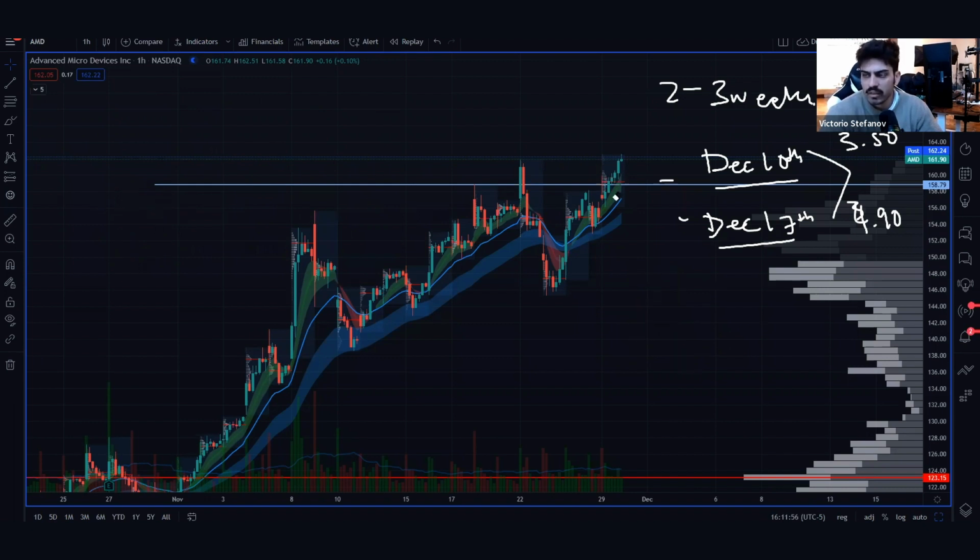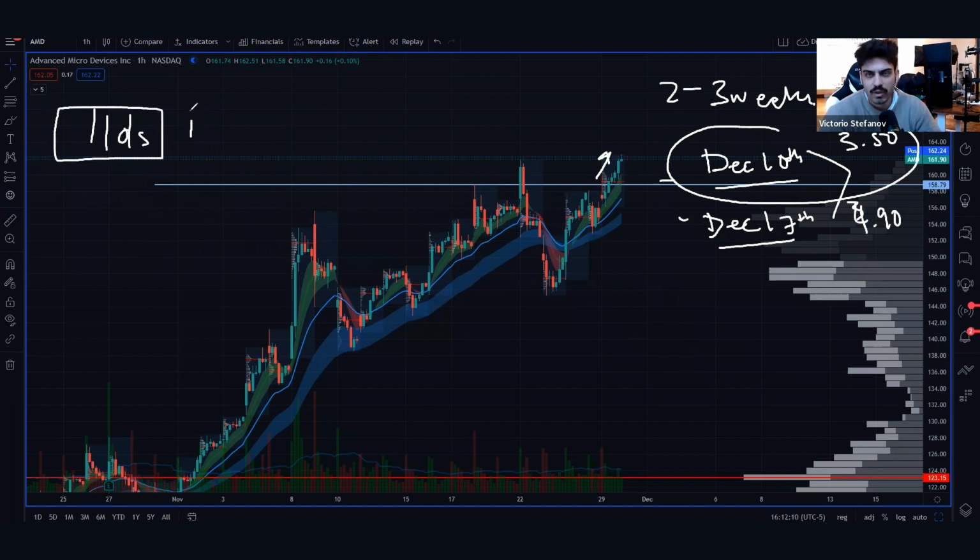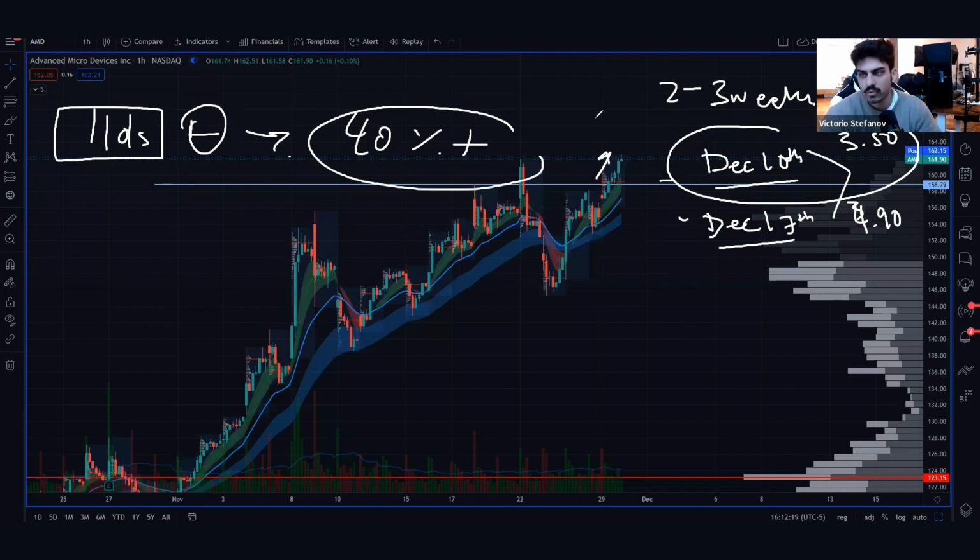With the December 10th, ideally you want to move in that same day. You don't want to hold this for more than a day or two because they expire in about 11 days. So you don't have much time, because theta is going to start chipping away at you, right? Theta is going to eat away at the position. That means you need to move about 40% plus the first day. Luckily, these ones did move about 40%.